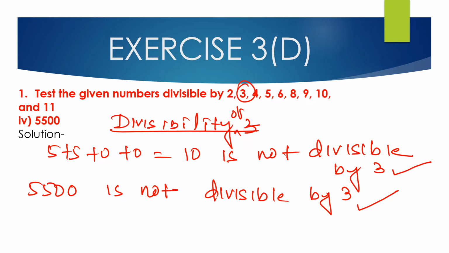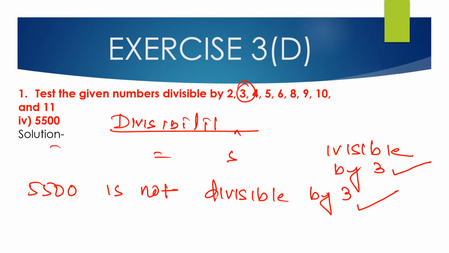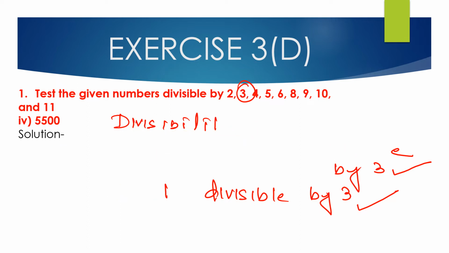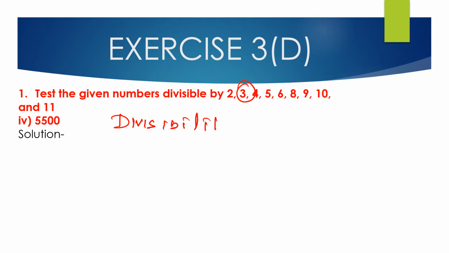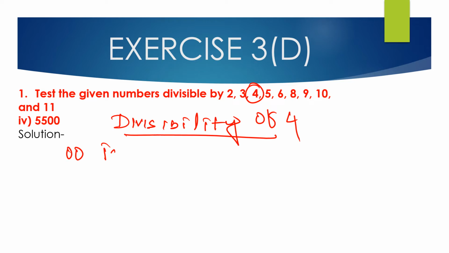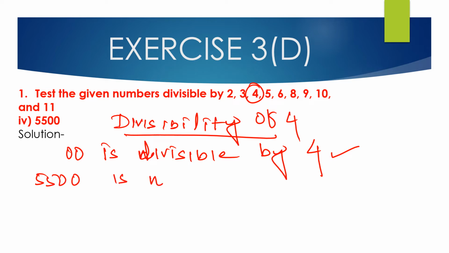Now we will check whether the number 5500 is divisible by 4 or not. We know if the last two digits of the number are divisible by 4, then the number is divisible by 4. Last two digits of the number 5500 are 00 and 00 is divisible by 4. So 5500 is divisible by 4.